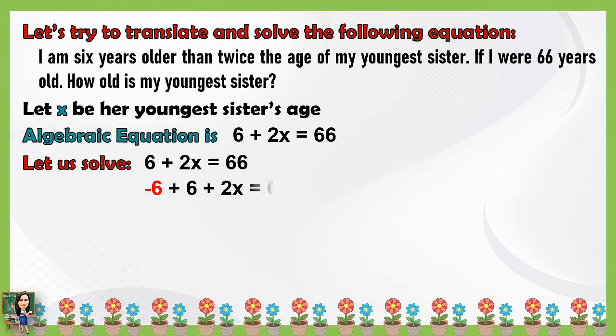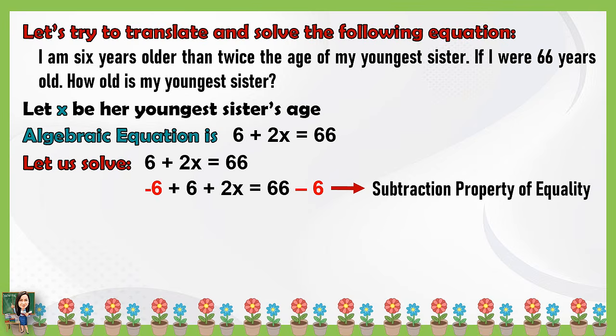Then subtract 6 to both sides. Negative 6 plus 6 plus 2x equals 66 minus 6. This is subtraction property of equality. Negative 6 plus 6 equals 0. The remaining will be 2x. Then 66 minus 6 equals 60.